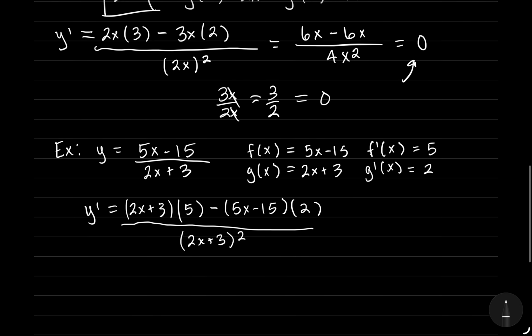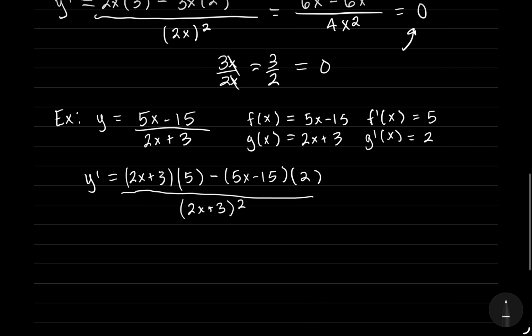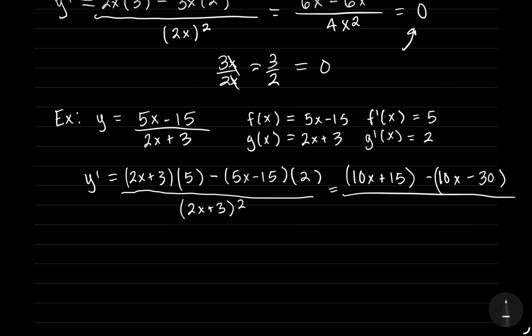Okay, let's go ahead and simplify. So we're going to turn this first part into (10x plus 15), keep those parentheses, minus (10x minus 30). Remember, for this bottom part, we can't just distribute the exponent in.